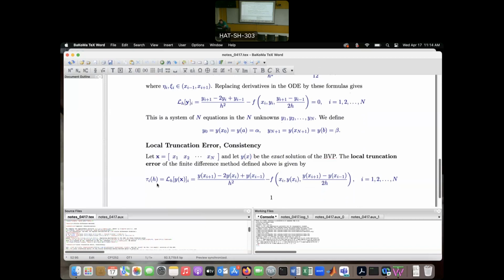So local truncation error is still about substituting the exact solution into a numerical method. So that's what's happening here. This notation y of a vector x means we're taking the exact solution and evaluating it at all the x values. So it's this whole vector. Basically it's a vectorized operation. So now we have this compact way of describing how we're substituting all the exact solution values into our numerical method.